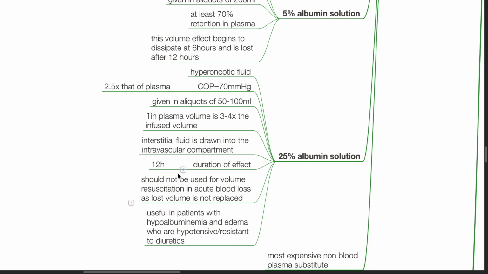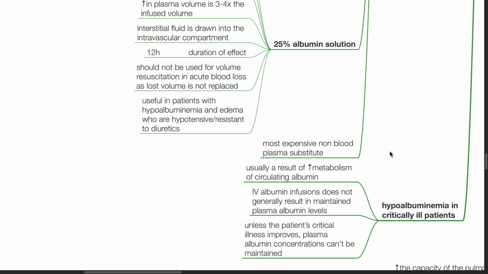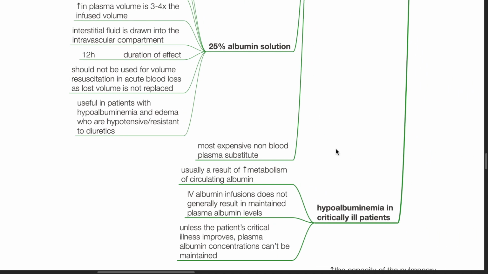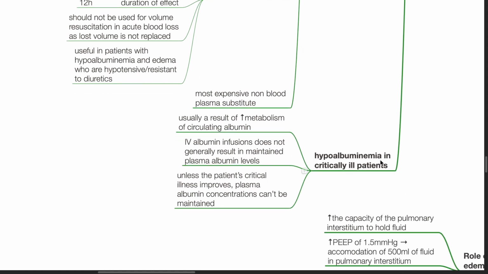It should not be used for volume resuscitation in acute blood loss, as lost volume is not replaced. It is useful in patients with hypoalbuminemia and edema who are hypotensive and resistant to diuretics. Albumin is the most expensive non-blood plasma substitute. Hypoalbuminemia in critically ill patients is usually a result of increased metabolism of circulating albumin. IV albumin infusions do not generally result in maintained plasma albumin levels. Unless the patient's critical illness improves, plasma albumin concentrations can't be maintained.